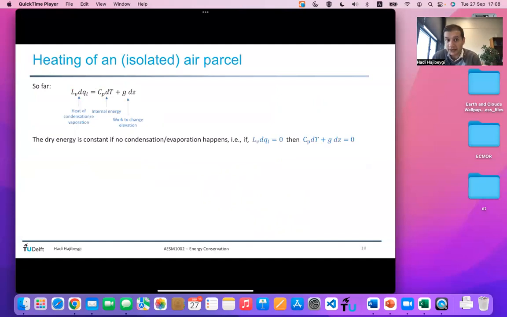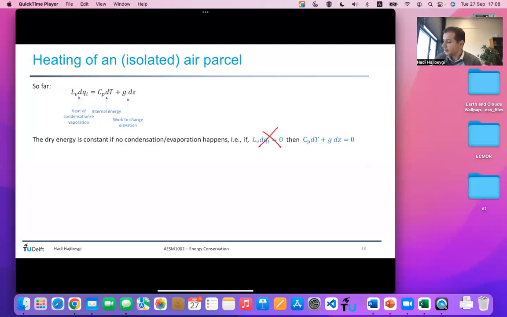Condensation or evaporation in it, right? I don't have any of those here. If I don't have any condensation or evaporation, I can assume that LV DQL, which is the latent heat, LV being the latent heat for the condensation, would be simply 0. That is not going to take place. I change my elevation, but no condensation takes place, no evaporation takes place. So that LV DQL, the DQL is 0.